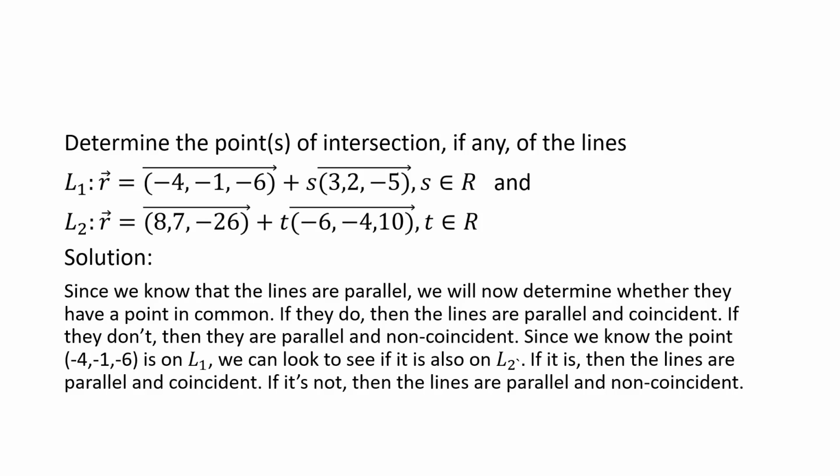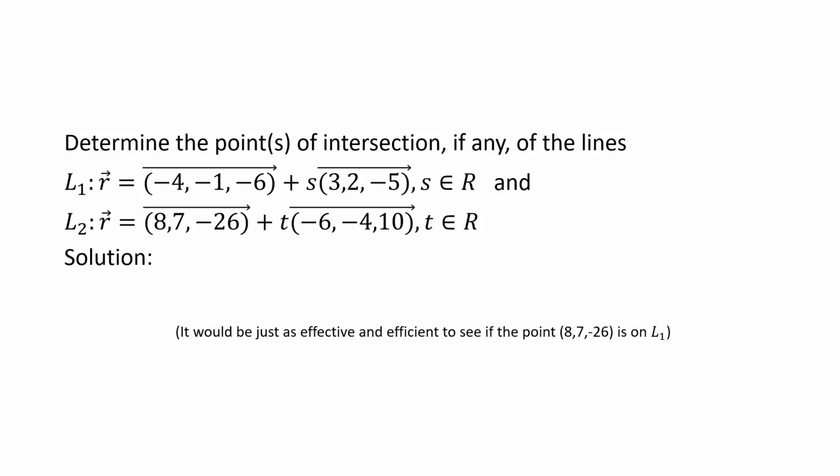So we know the point negative 4, negative 1, negative 6 is on the first line. We know that because the position vector negative 4, negative 1, negative 6 is a valid position vector for the first line. So if the vector is a valid position vector, then the point negative 4, negative 1, negative 6 is on the first line. Well, let's see if it's also on line 2. As it says on this slide, it would be just as effective to see if 8, 7, negative 26 is on line 1.